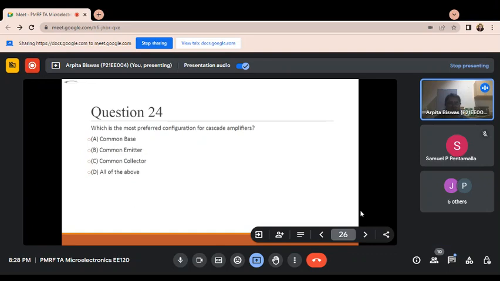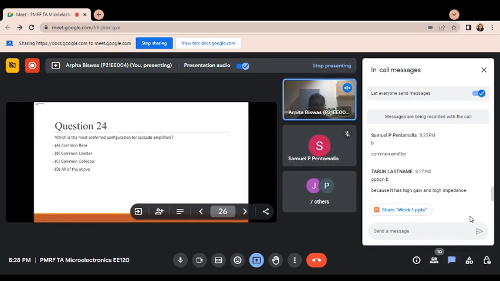So here the answer is the common emitter. Common emitter acts as an amplifier. But you guys will go through lecture number 5. Then you can unmute yourself and tell me, because it has high gain and high impedance. Yes, the right option is option B, because it has high gain and high impedance.